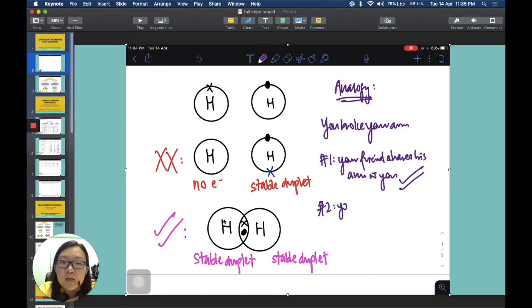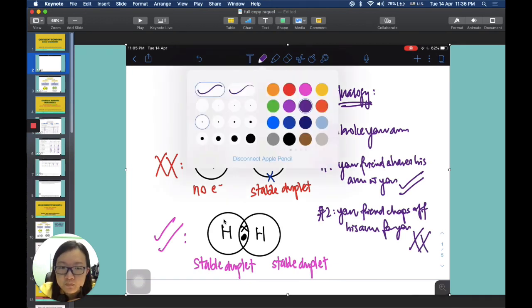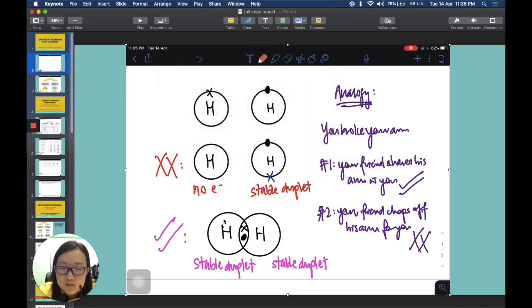Another case is a bit extreme. Your friend maybe can chop off his arm and give his arm to you totally. I know it really sounds very strange, but this will really help you remember the difference between ionic and covalent. Number 2 doesn't happen at all, it really just sounds ridiculous. So this analogy is just me trying to help you remember.